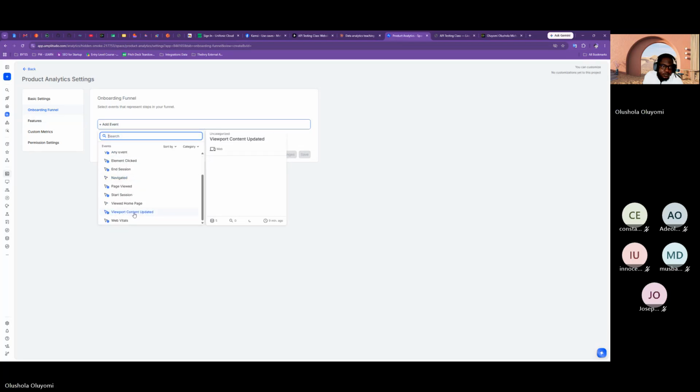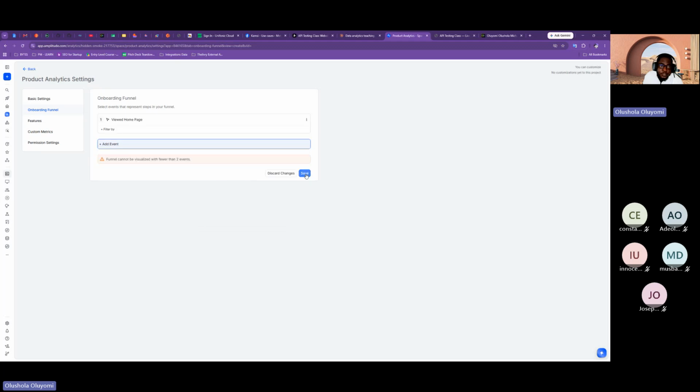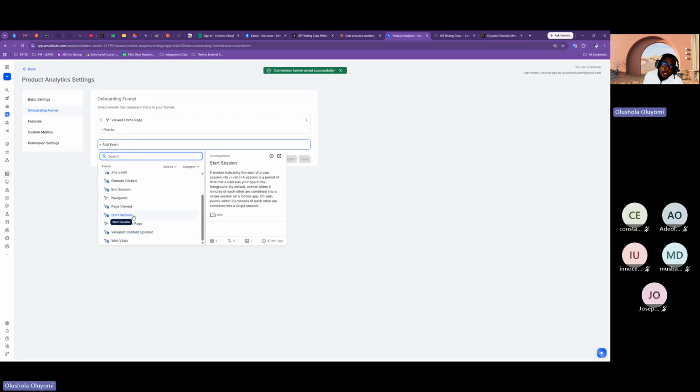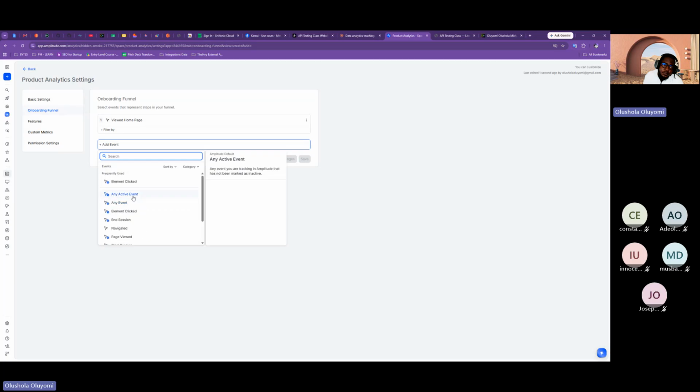Add events. Where is home page? Viewed home page is the first funnel step. Let's say it's the first funnel. And then the next events. So usually, viewed home page. Which other one?